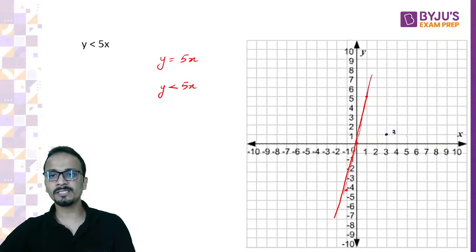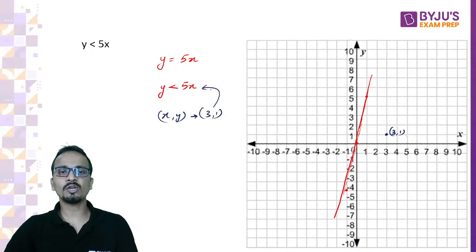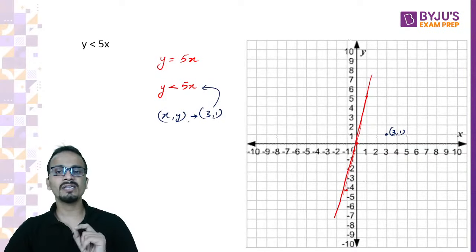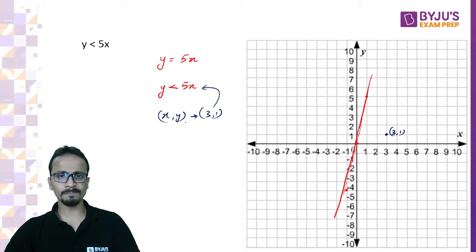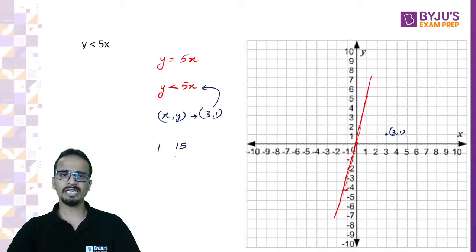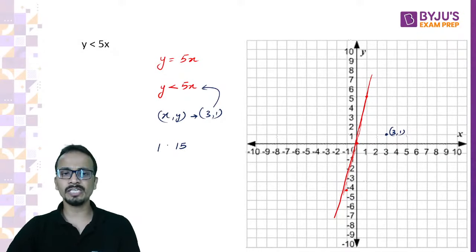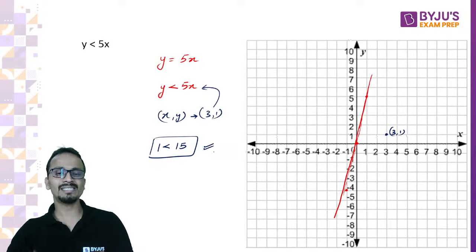Now this point is 3 comma 1. Now substitute this point x comma y as 3 comma 1 in this inequality and check whether this point is satisfying or not satisfying this inequation. So substitute करते हैं, y equal to 1 and x is equal to 3. So on the right hand side it will become 15. Left hand side is 1 and right hand side is 15. Is 1 less than 15? Yes, 1 is less than 15.